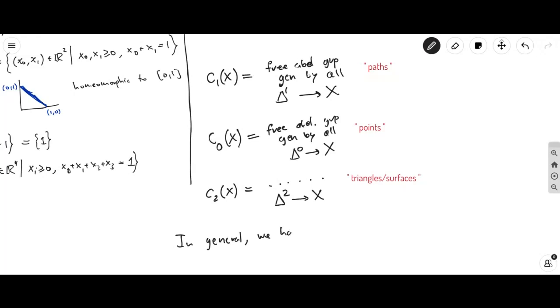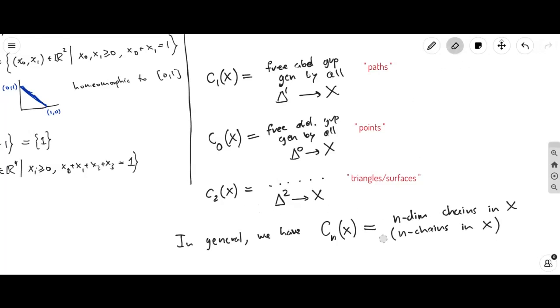we have Cn of X, and we call these the n-dimensional chains in X. Sometimes people say n-chains in X. And to make sure that we are following this carefully, because this is a free abelian group, it's not just a single curvilinear triangle. It's going to be a list of curvilinear triangles.